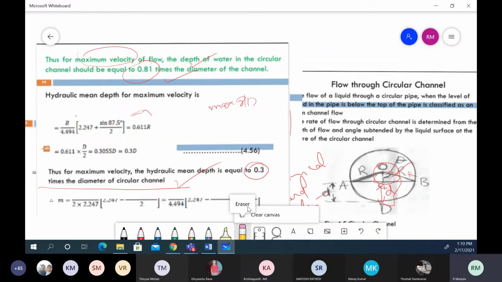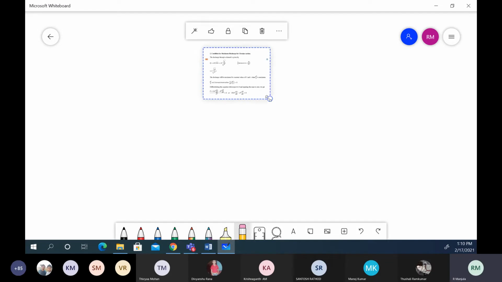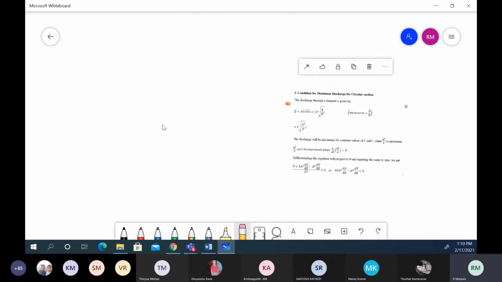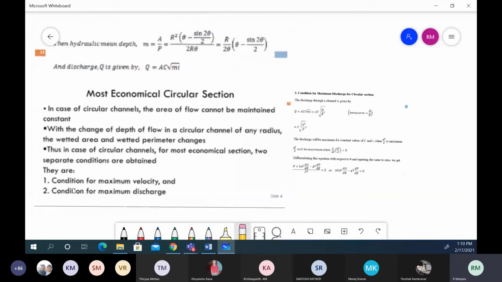The second one is the condition for maximum discharge. There are two conditions you have seen, am I right? You have seen in the previous class two conditions for the design of the most economical section. The first condition is for maximum velocity. The second one is the condition for maximum discharge. If you want, I can review once again. This is what we have seen yesterday: condition for maximum velocity, condition for maximum discharge. Maximum velocity we have completed. Now we are going to discuss maximum discharge.